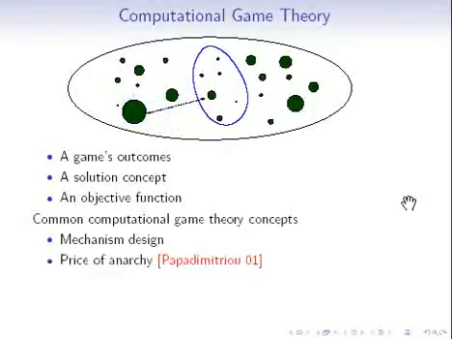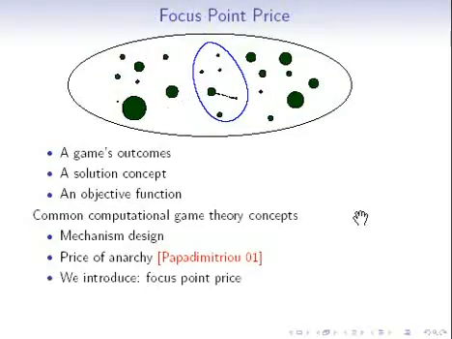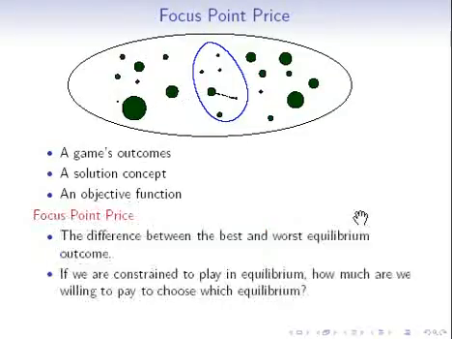Other things that we study are the price of anarchy, which basically tries to determine how much we lose from the fact that we play a game instead of having a dictator. In other words, we're looking at the difference between the best overall outcome and the best outcome that's inside of the solution concept. In this paper, we introduced the focus point price. And in specific, the focus point price is the difference between the best outcome in the solution concept and the worst outcome in the solution concept.